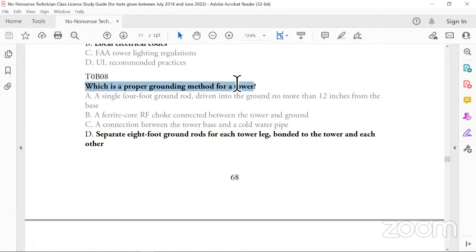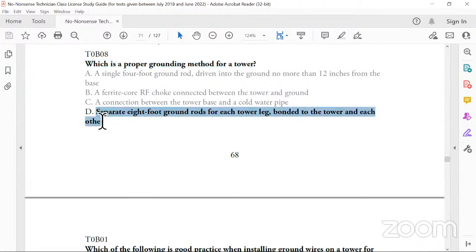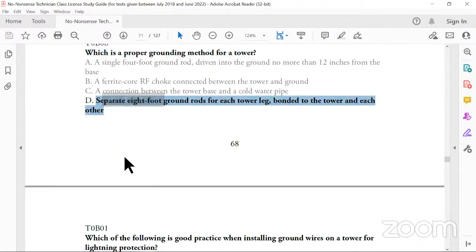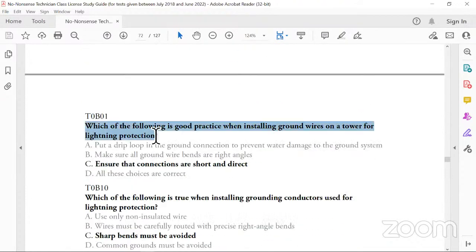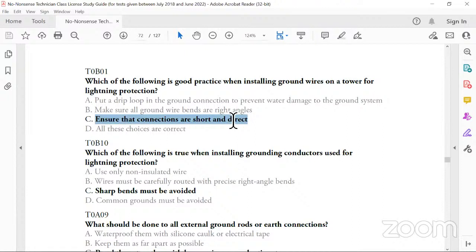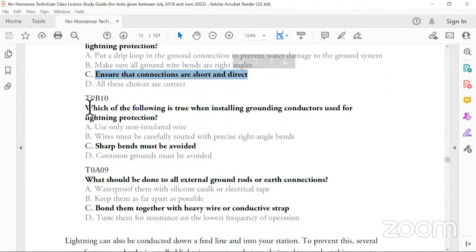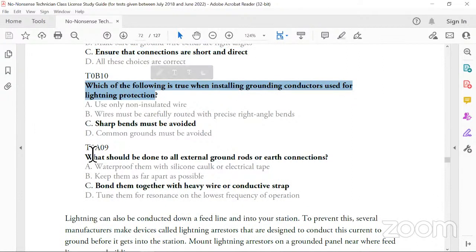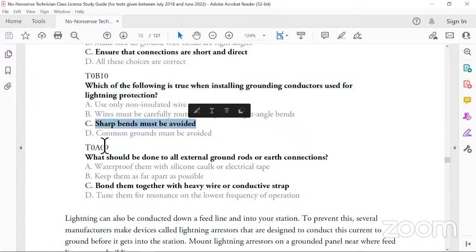Which is a proper grounding method for a tower? You need to have separate 8-foot ground rods for each tower leg, and you need to bond them to the tower and to each other. That's proper grounding for a tower. Which of the following is good practice when installing ground wires on a tower for lightning protection? You need to make sure that the connections are all short and direct. Which of the following is true when installing grounding conductors used for lightning protection? You need to avoid sharp bends.